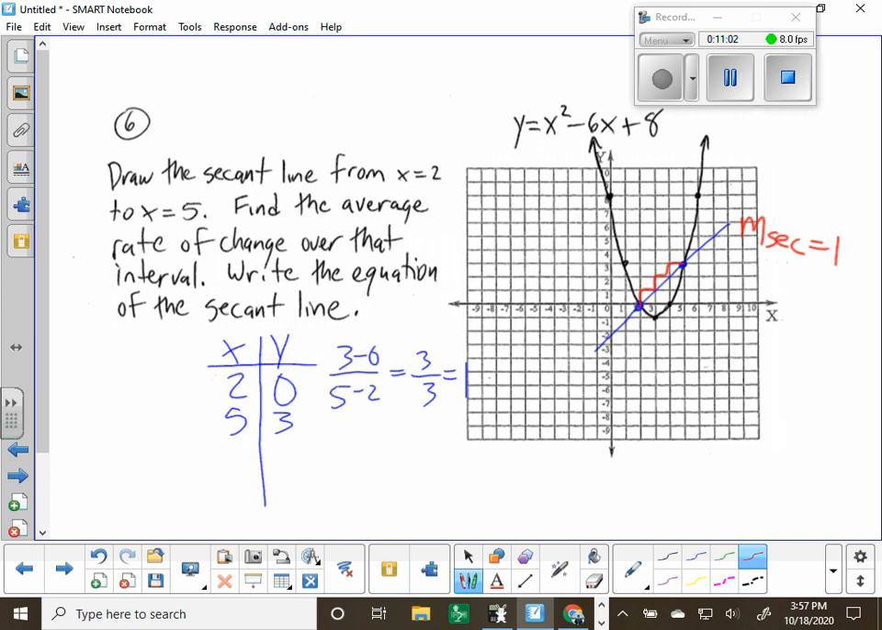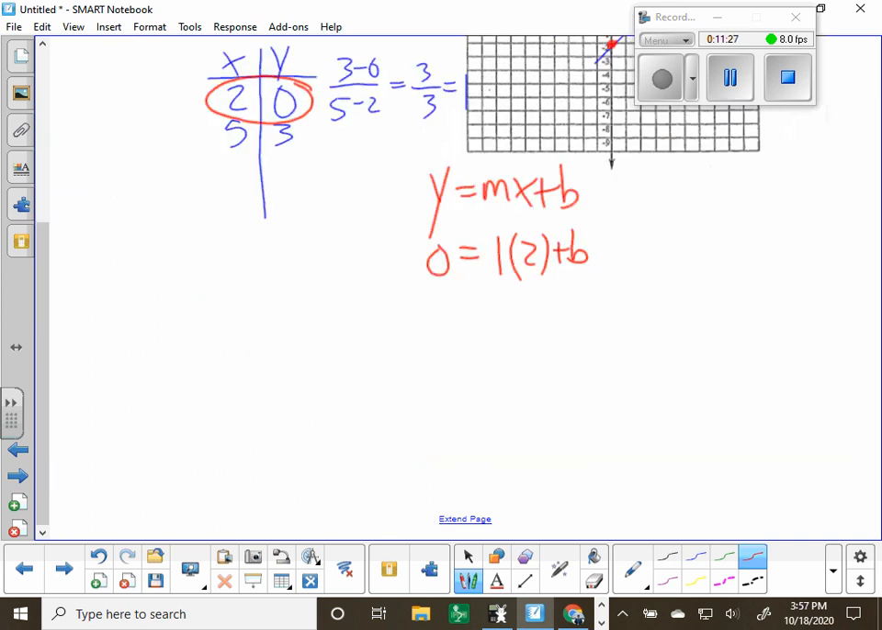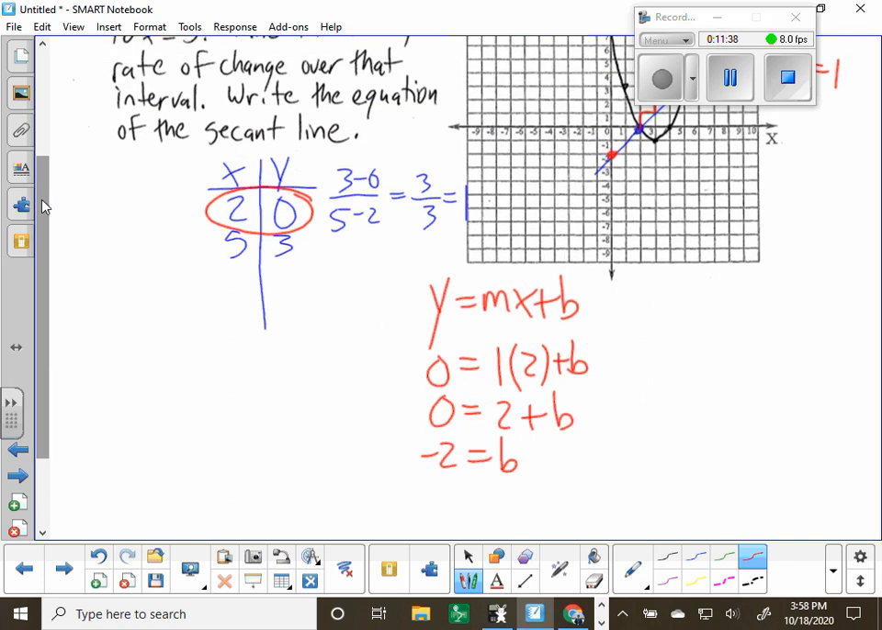I just got to write the equation. You can even see that the secant line comes down and crosses at -2. So if you're not super confident in that, you just do y is equal to mx plus b. I'll use this point right here: y is 0, the slope of my secant is 1, my x is 2, and b is b. Then you can algebraically solve for b. So 0 is equal to 2 plus b. Subtract the 2 over, -2 is equal to b. And I already showed you that it was -2 because, look, it's right there.